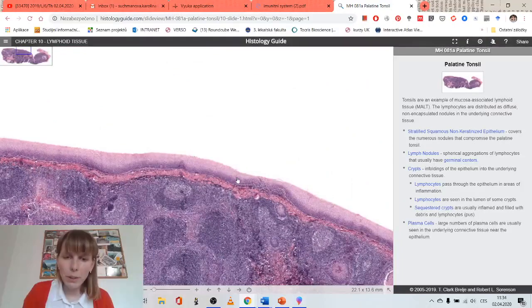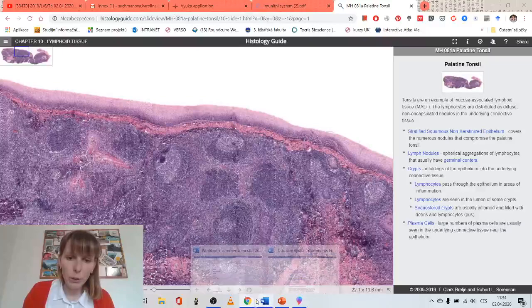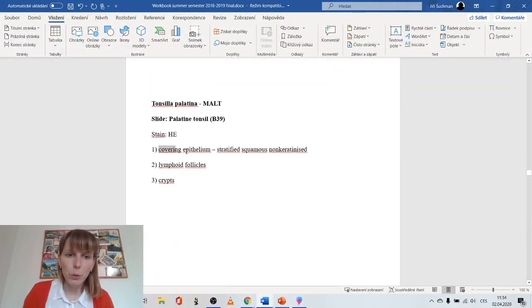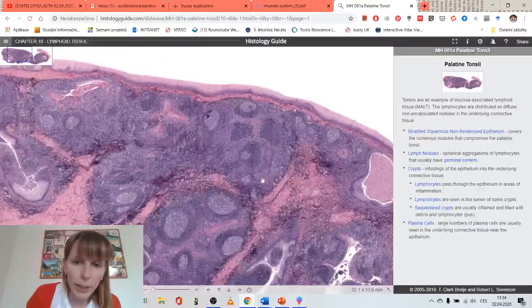So if you find stratified squamous covering the lymphatic tissue, it's for sure tonsilla palatina. We should be able to see the covering epithelium, we did. You should see the lymphatic follicles and the crypts. So that's it for tonsilla palatina. Nothing really too complicated.